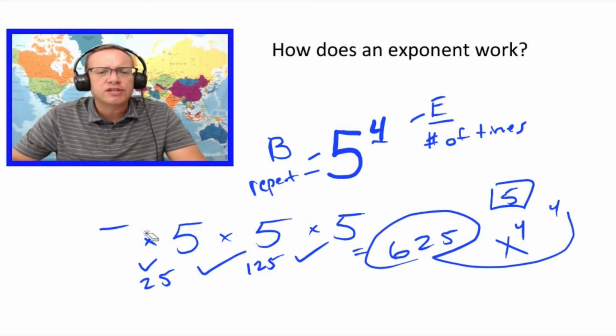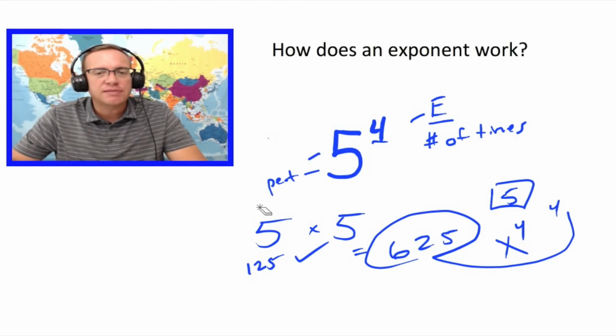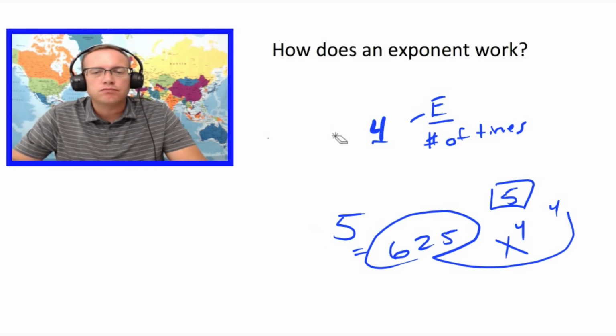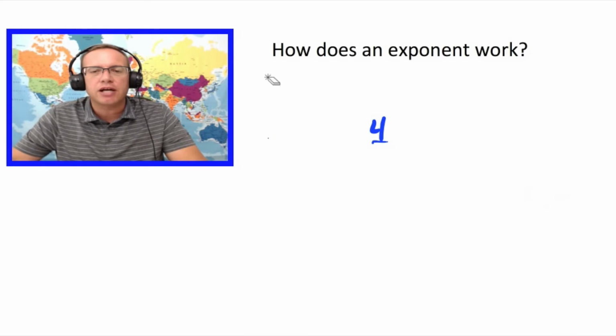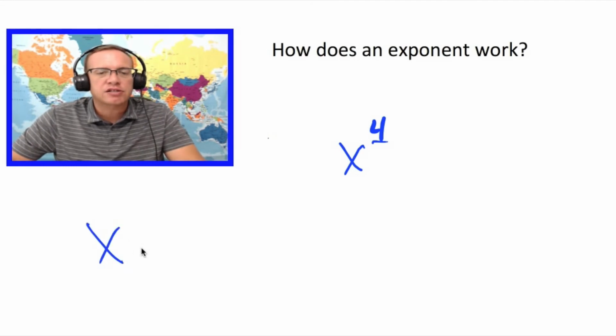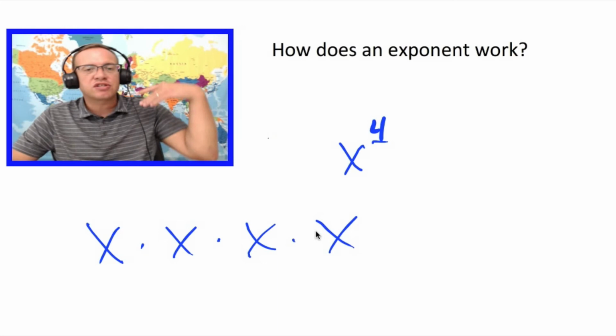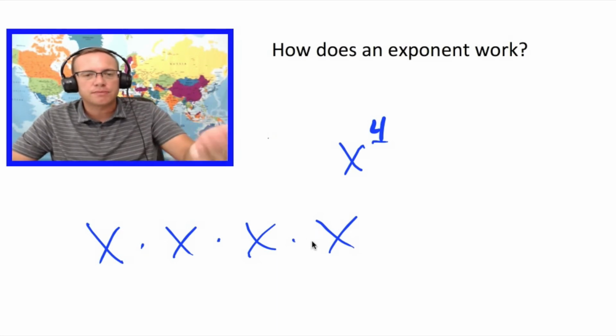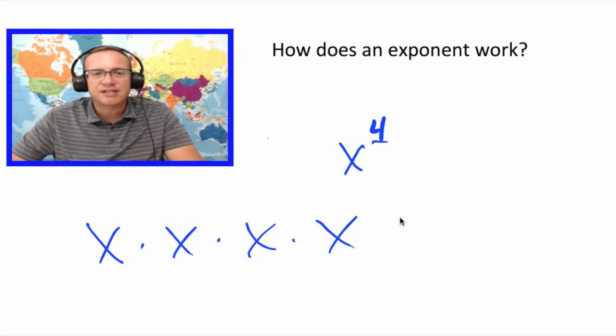Now, it's not always numbers included in these exponents. You could also have, let's say, an x, if you were doing some algebra. So let's say we had a base of x and an exponent of 4. This would look like x times x times x times x. So still, it's just repeated multiplication. I hope that makes sense.